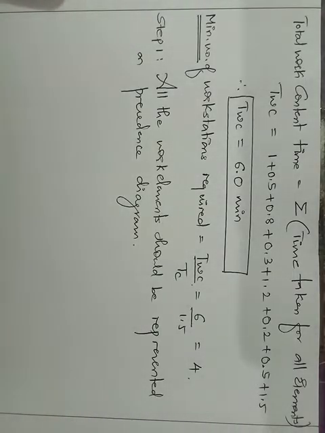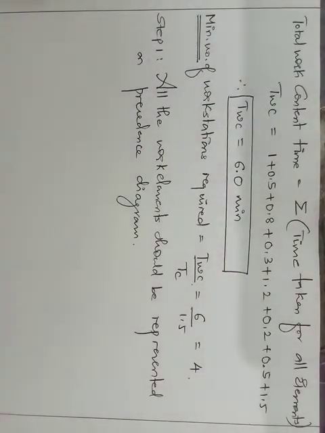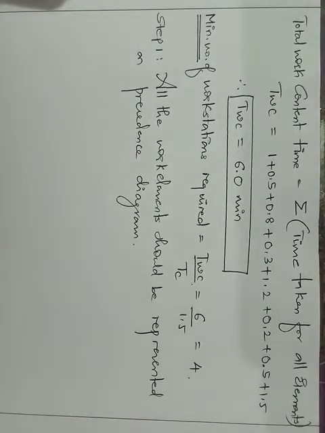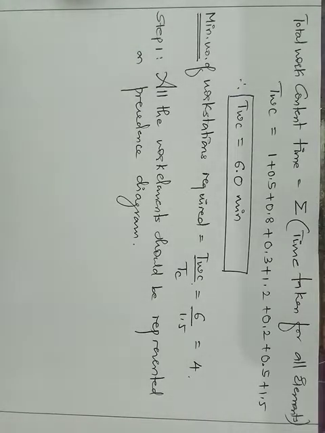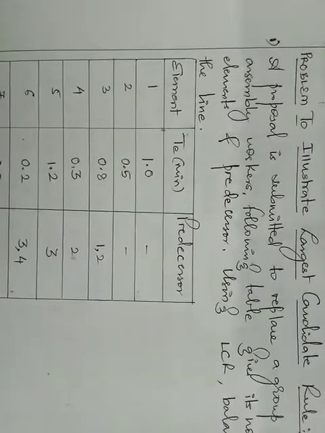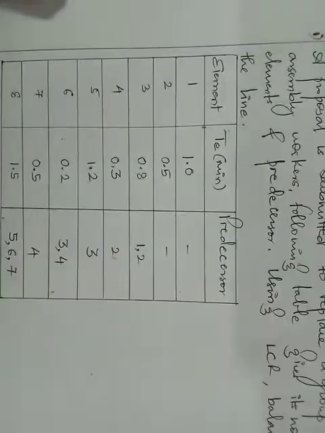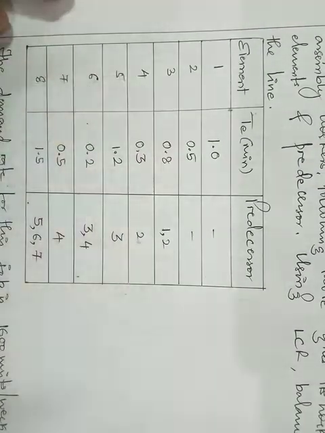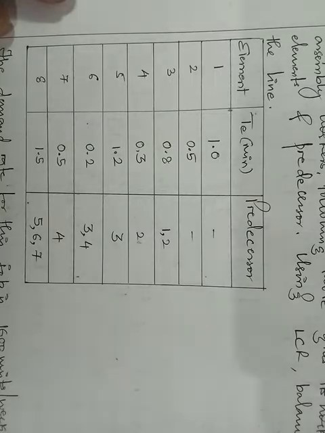So I'll be starting with step number 1. All the work elements should be represented on a precedence diagram, because that is the first step he has asked for: to construct the precedence diagram. Now how are you going to construct this precedence diagram? For that I need to make use of what he has given in the problem. This is the first table he has given in the problem.